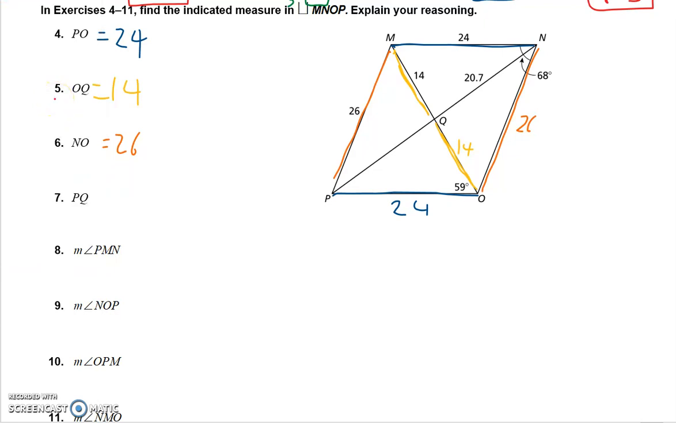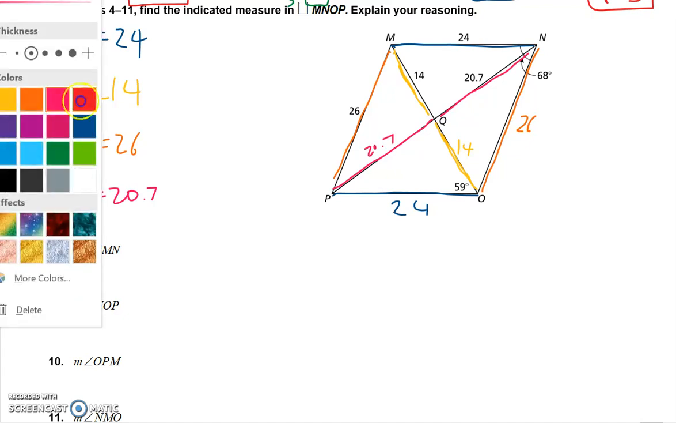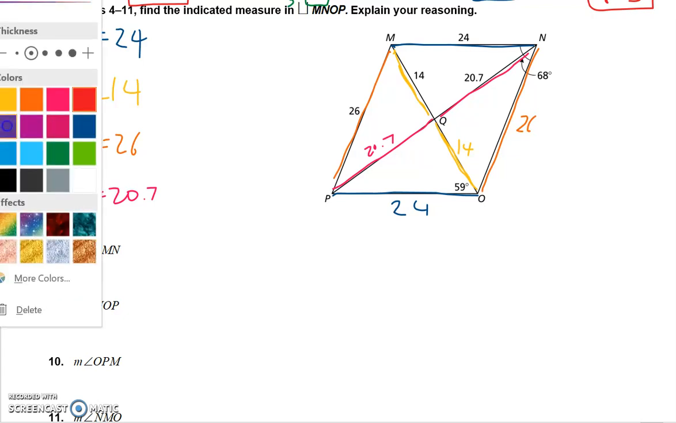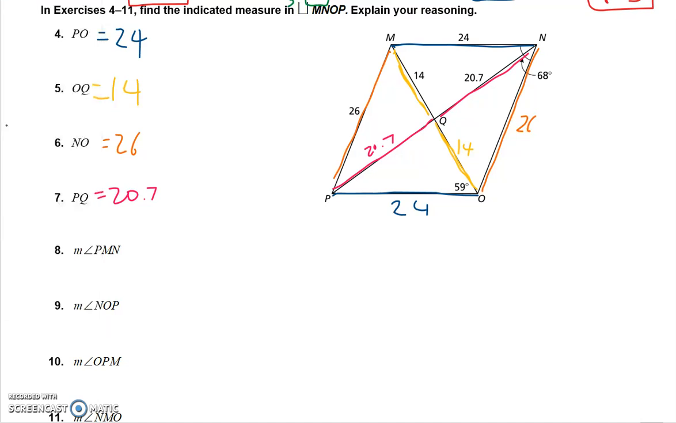PQ is this line right here, which is the same as this line right here. So PQ is 20.7. PMN. So now we're looking at angles. P is here, M is here, and N is here.